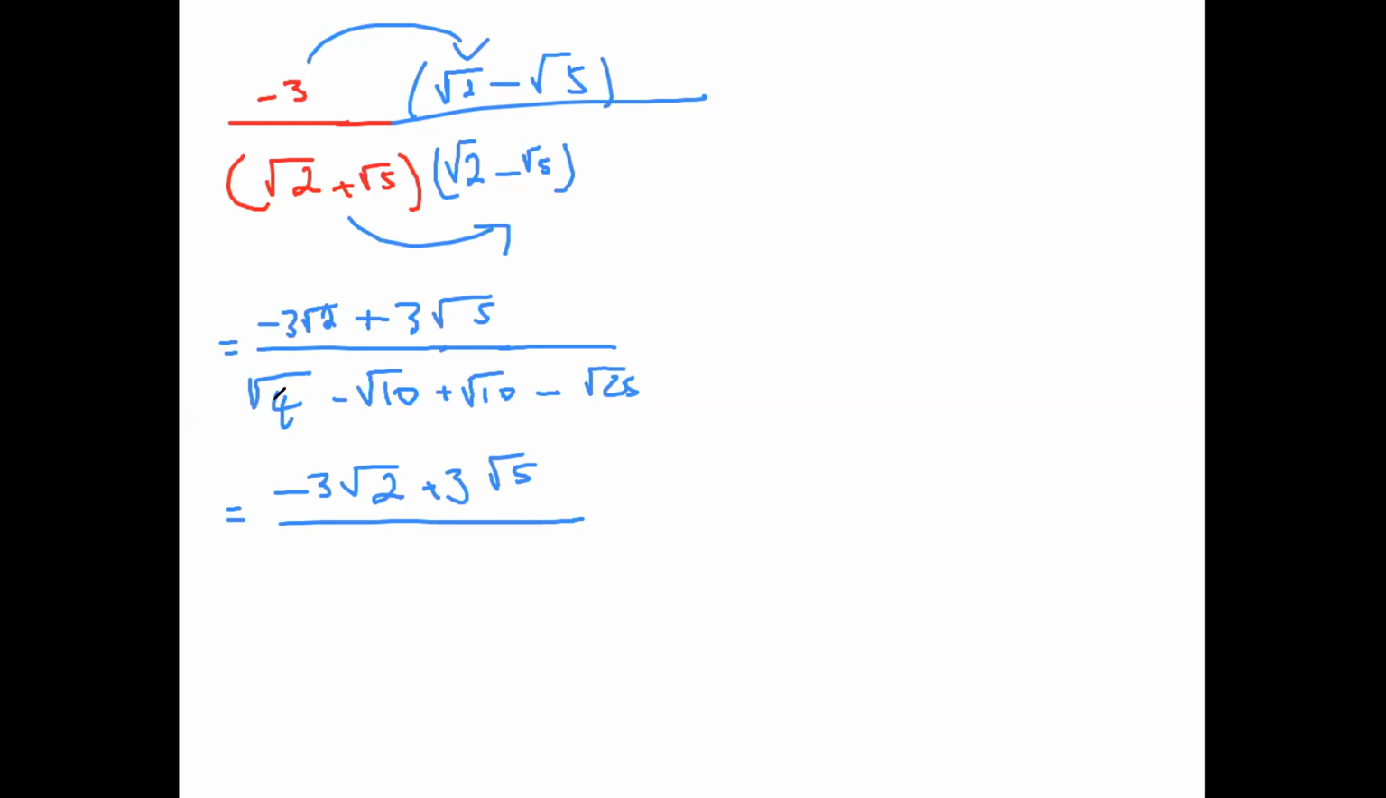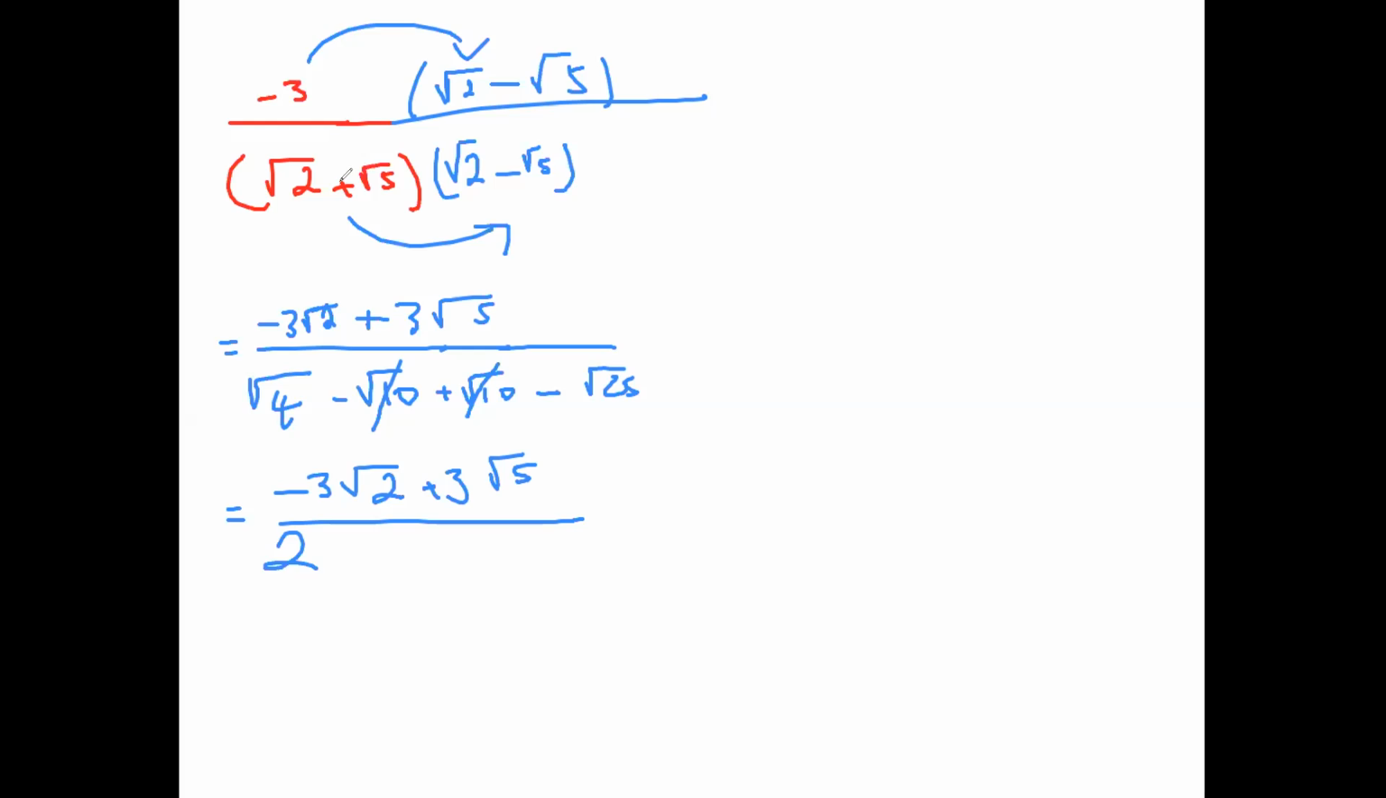For this, radical 4 again is 2. And what else happens to the denominator? Cancel out. Negative radical 10 and positive radical 10 cancel out, exactly, because they have opposite signs.